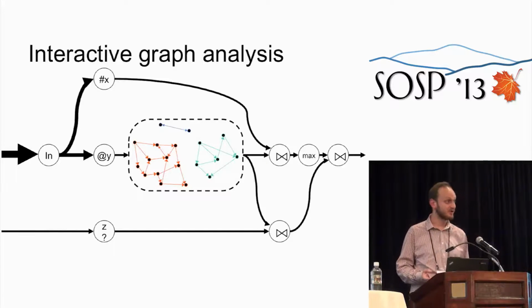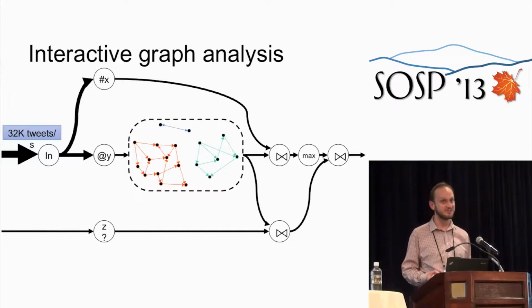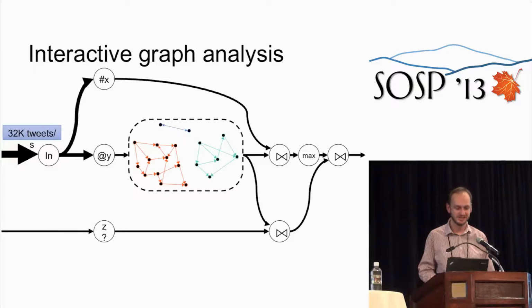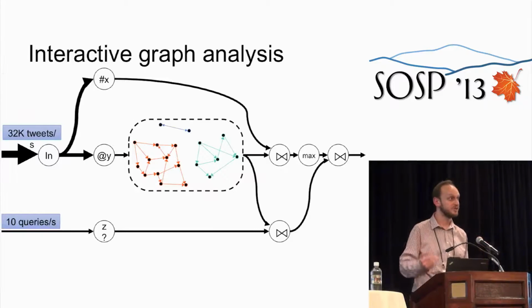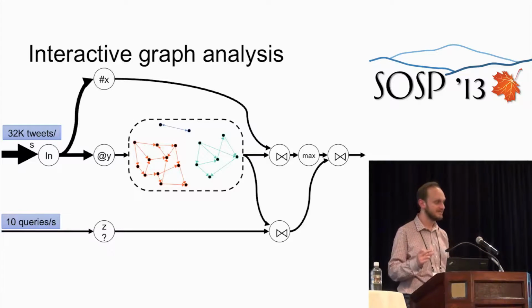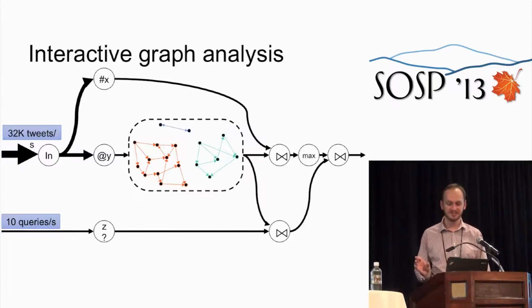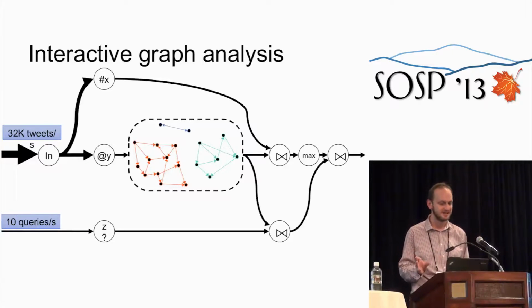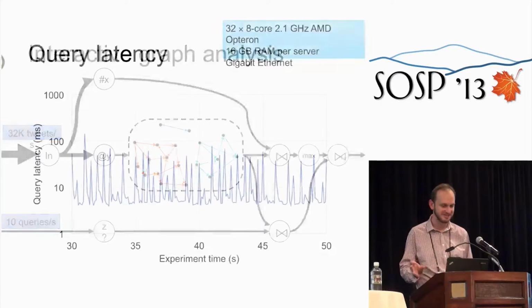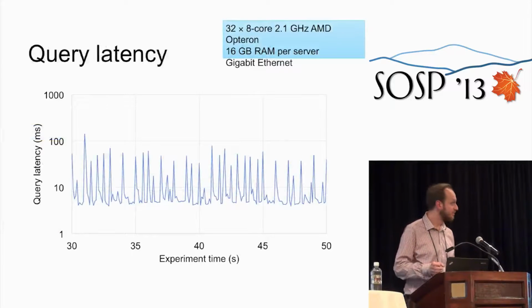And to make things concrete, we're going to process 32,000 tweets per second on a cluster of 32 machines and fire in 1 query every 100 milliseconds to measure the query latency. This doesn't come anywhere close to saturating the query throughput, but it does let us see the latency at a fine granularity. So there are more results in the paper, but I think this captures it best.